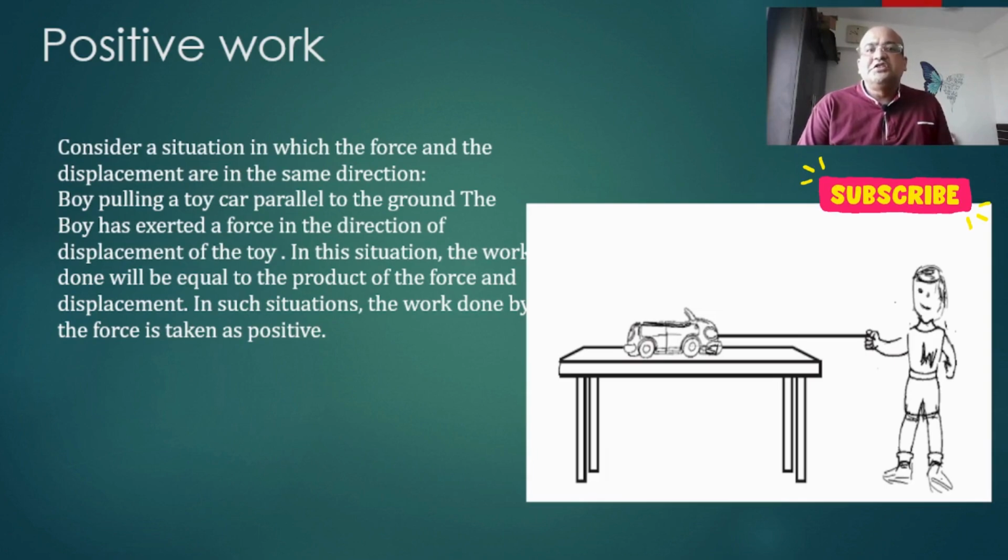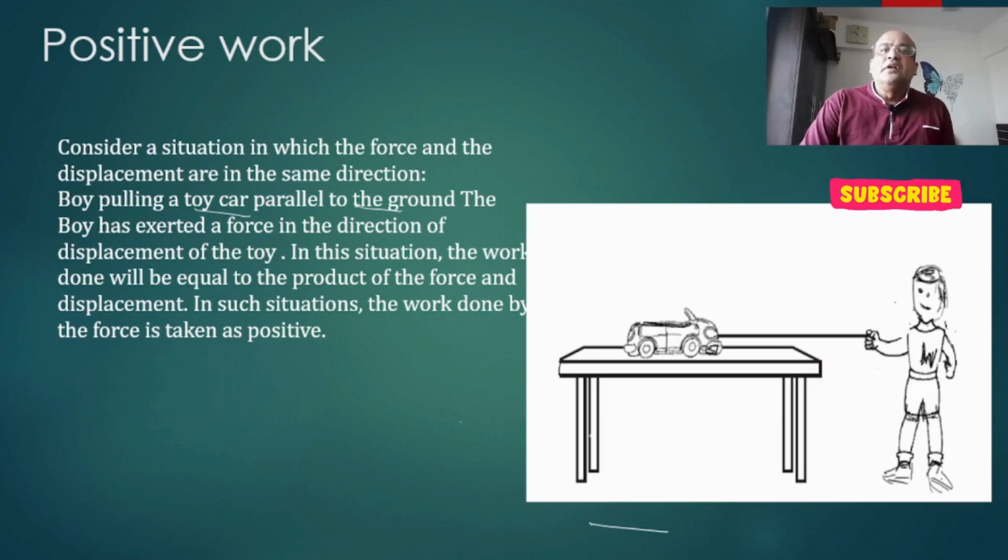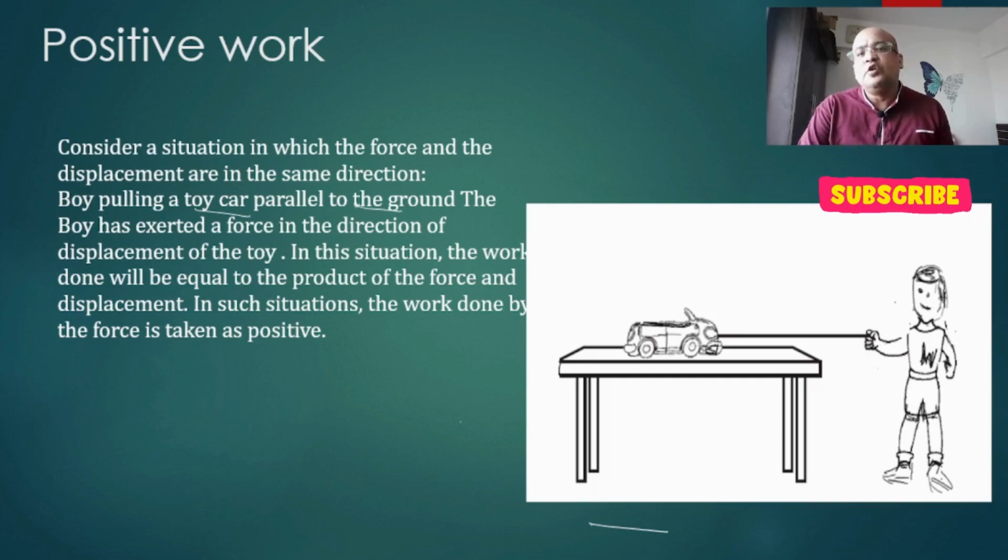Let's consider a situation in which the force and the displacement are in the same direction. See here, the force and the displacement are in the same direction. A boy is pulling a toy car parallel to the ground. The toy car is there and it has been pushed parallel to the ground. The boy has exerted a force in the direction of the displacement of the toy. The force is being applied. See where the displacement is taking place.